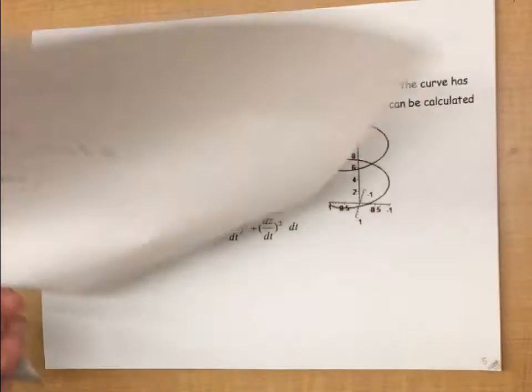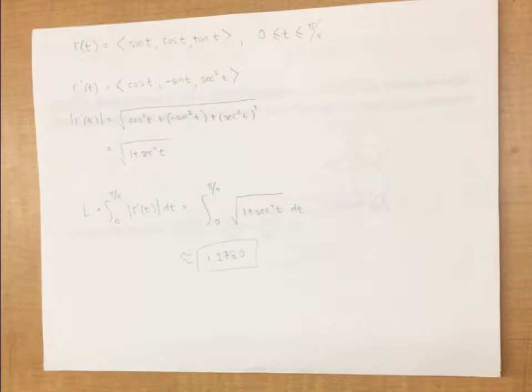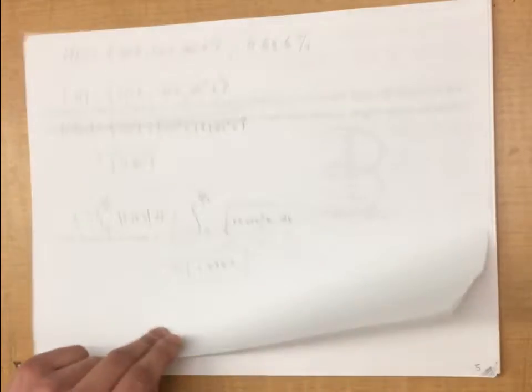18.6833. Another problem would be if we're given r of t with coordinates sine of t, cosine of t, and tangent of t, where t is from 0 to pi over 4. If we take r prime of t, we have cosine t, negative sine t, and secant squared t. If we find the magnitude of that, it becomes the square root of cosine squared t plus negative sine squared t plus secant squared t squared, which simplifies to the square root of 1 plus secant to the fourth t. If we take the integral of that from 0 to pi over 4, we come out with 1.2780.